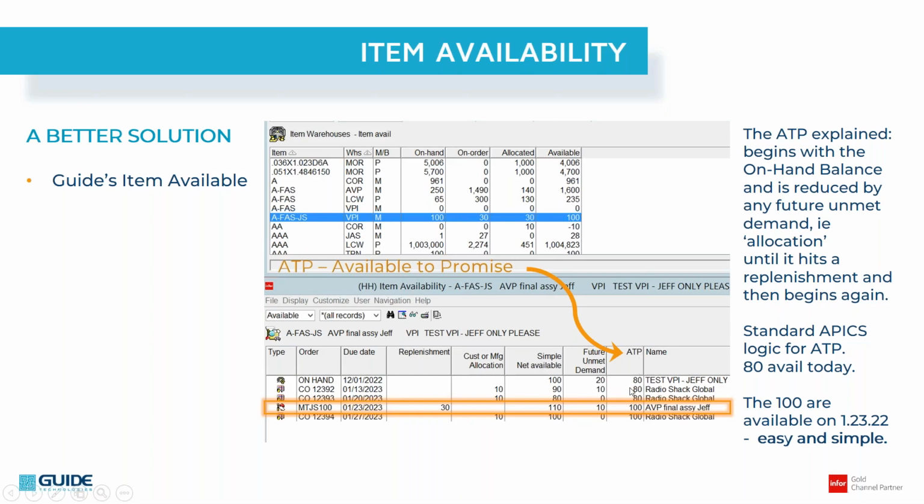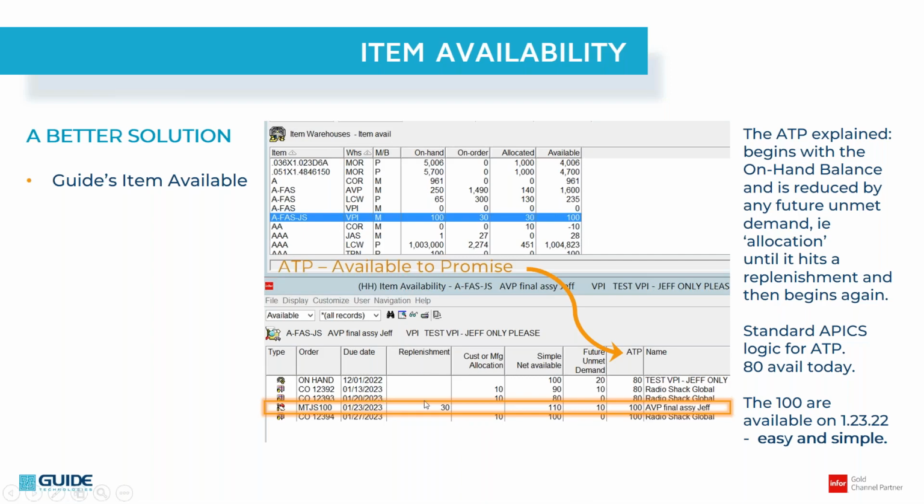But the ATP, and you could change that heading if you'd like to, spell out available to promise. That's simple enough to do. But you've got 100 minus your future unmet demand, it takes you to 80. So it takes all the guesswork and head math out of it.